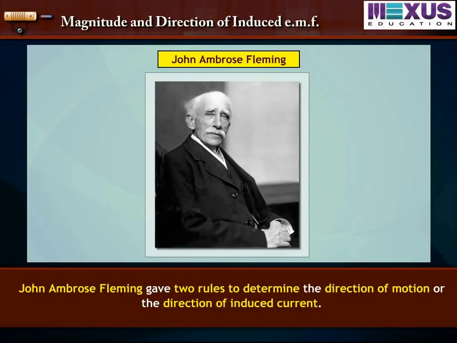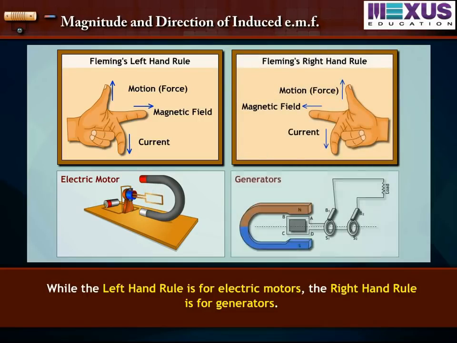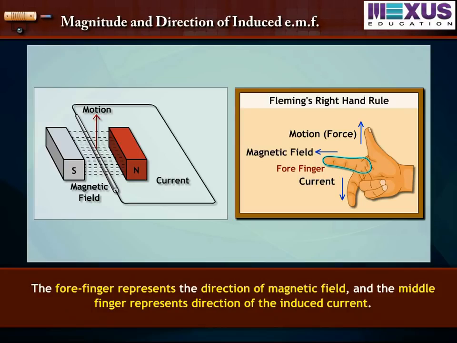John Ambrose Fleming gave two rules to determine the direction of motion or the direction of induced current. While the left-hand rule is for electric motors, the right-hand rule is for generators. According to Fleming's right-hand rule, the thumb, forefinger, and middle finger of right hand are stretched perpendicular to each other. And if thumb represents the direction of movement of the conductor, forefinger represents the direction of the magnetic field, and the middle finger represents direction of the induced current.